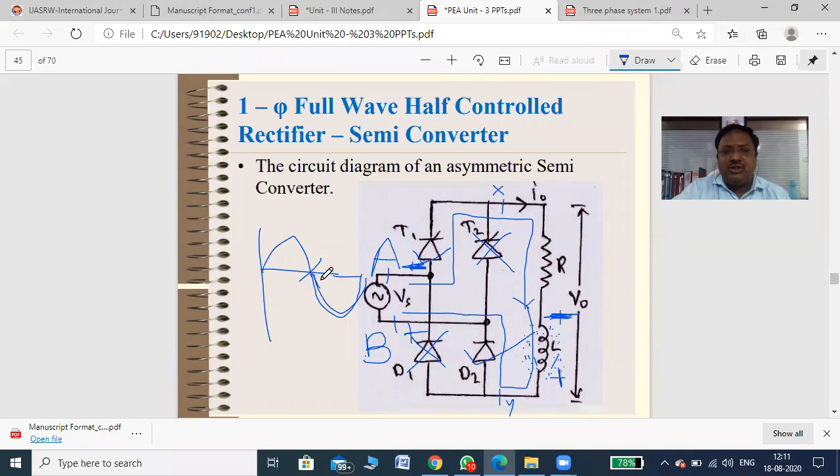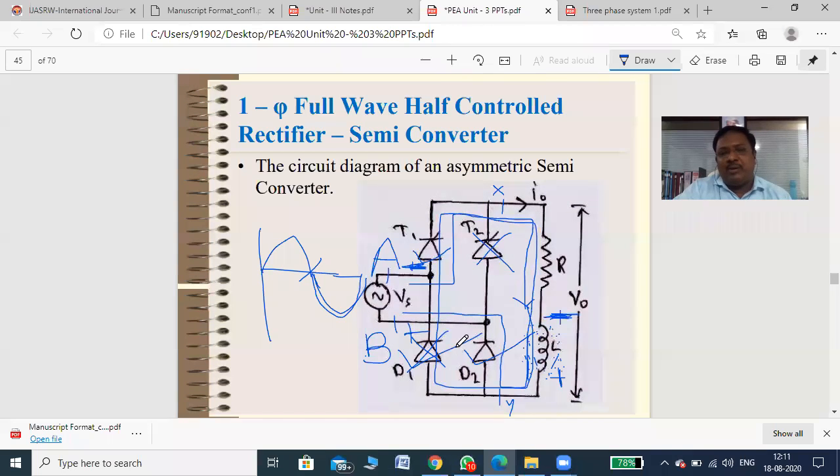Until you apply the triggering pulse to T2 and turn it on, the inductor starts to release the energy, right? So D2 is reverse biased due to the supply voltage but D1 is forward biased. So what happens, this energy is transferred from the inductor to D1, right? It makes T1 as it is on and then goes back to the R and supply, right?